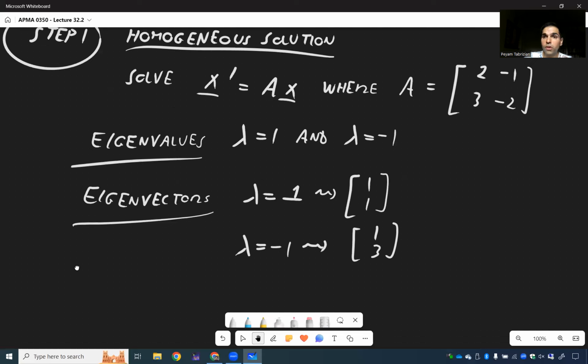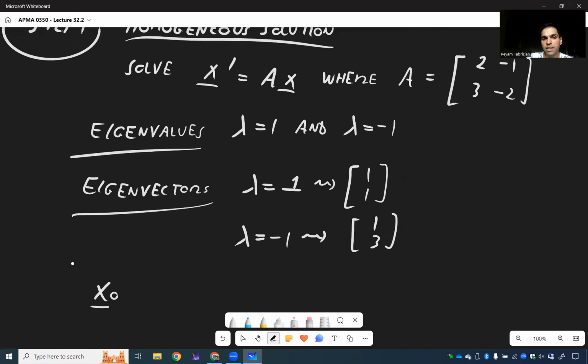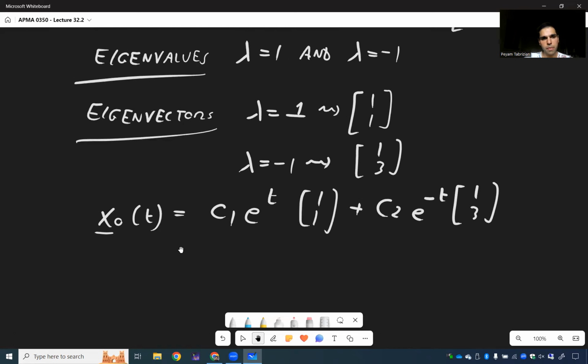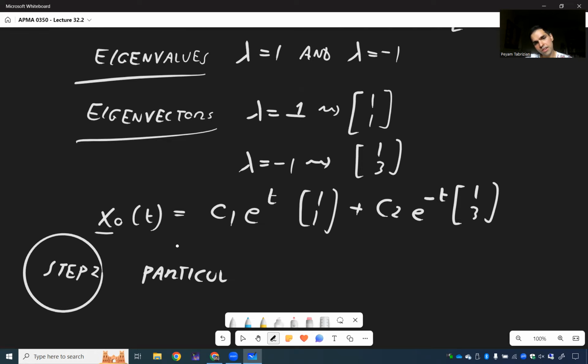And so what is the homogeneous solution? We write it as x naught. It's just as usual, C1 e^t times the first eigenvector, and C2 e^(-t) times the second eigenvector. So that's as usual. And now let's find a particular solution.